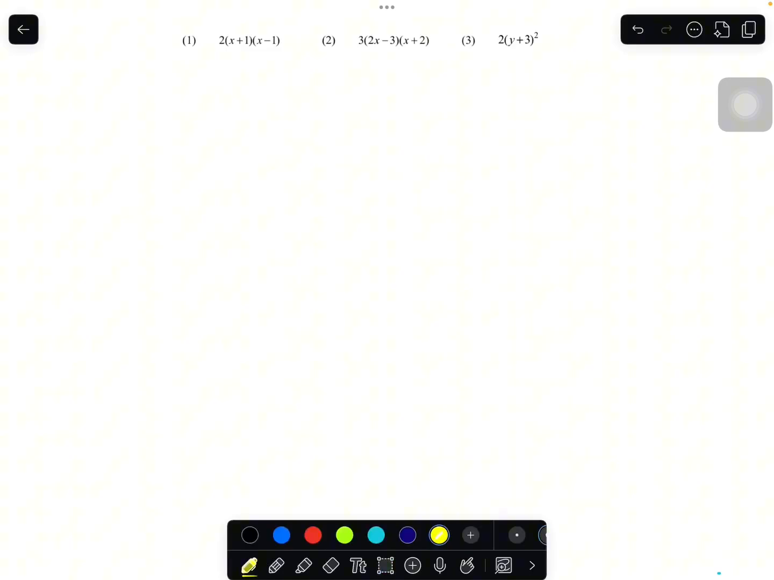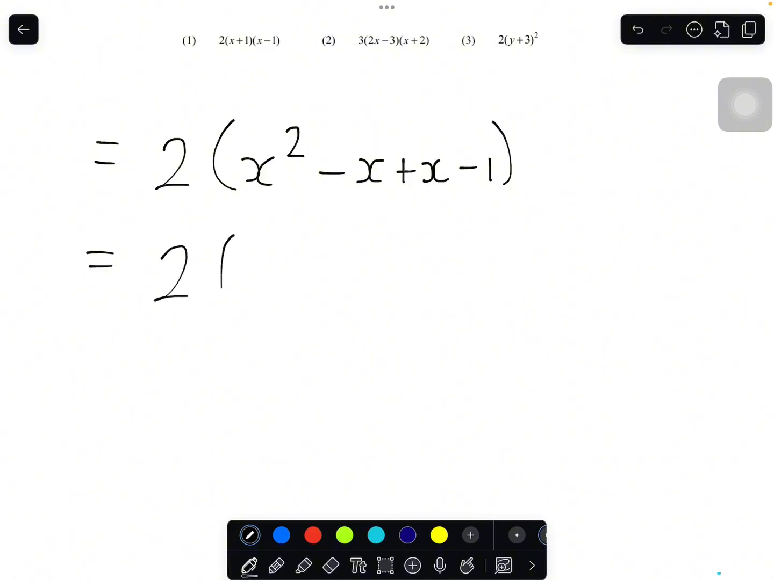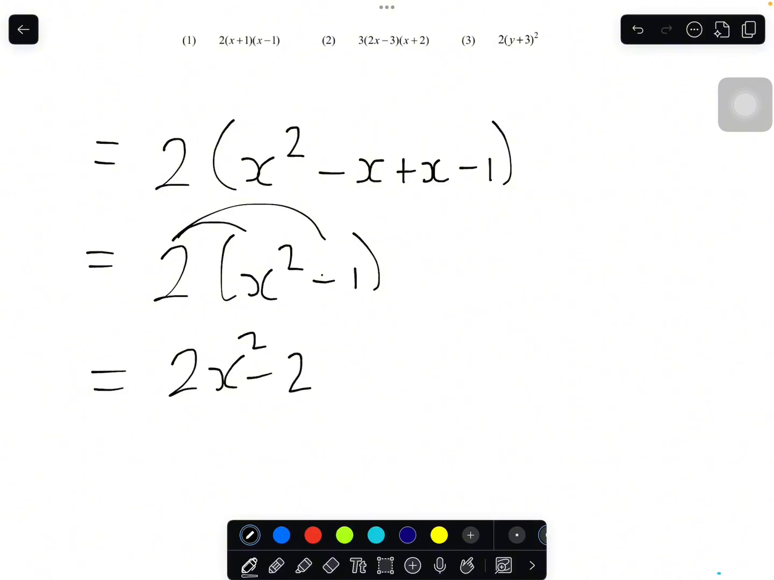Now the first question here, we're going to be applying the FOIL. So I'll have 2 into my first times my first will be x squared. My outer will now be minus x, my inner will now be plus x, and my last will be minus 1. We're going to simplify within the brackets, and we'll get 2 into x squared minus 1, and we're now going to use our single distribution, which is just going to go like this: 2x squared minus 2.